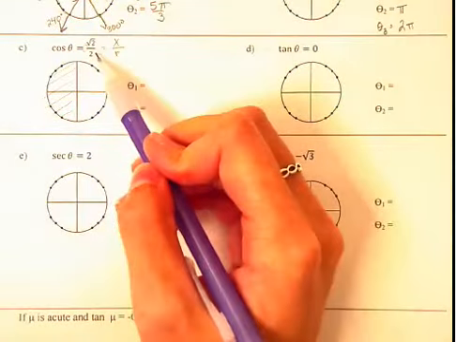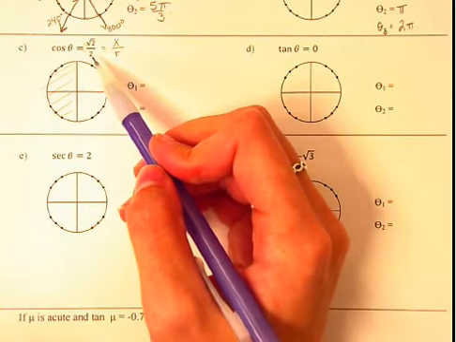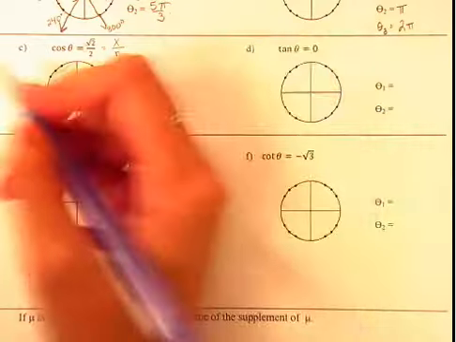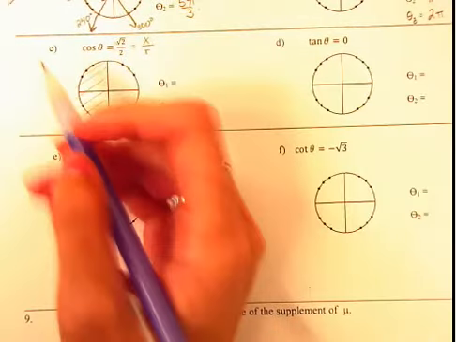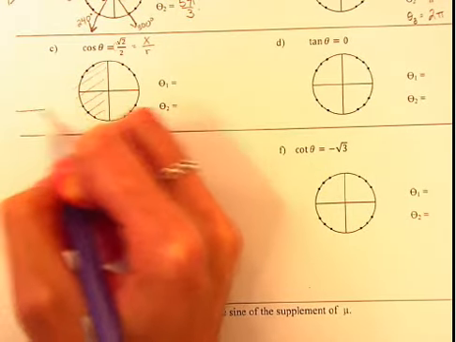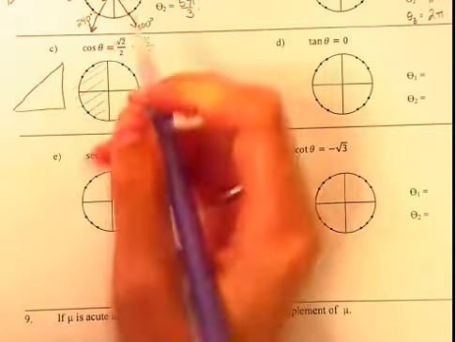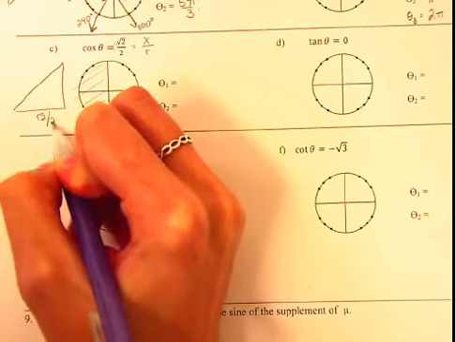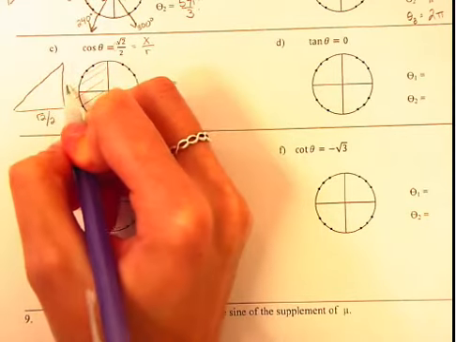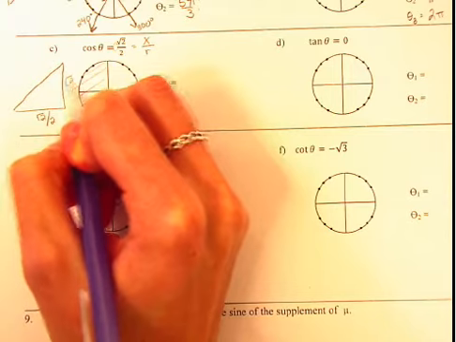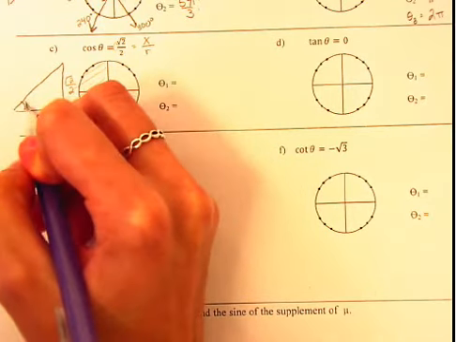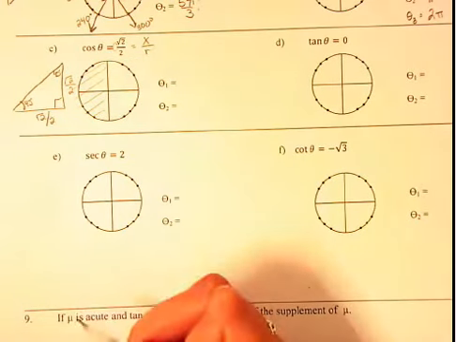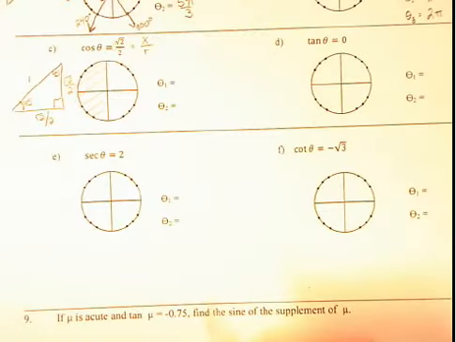Square root of 2 over 2, you could automatically know that that's your 45, 45, 90 triangle, or you could draw out your reference triangle. So square root of 2 over 2, if I was in the first quadrant, it's my x value. So this is square root of 2 over 2, and this would have to be also square root of 2 over 2, making this the 45, 45, 90 triangle. And of course my radius is 1.